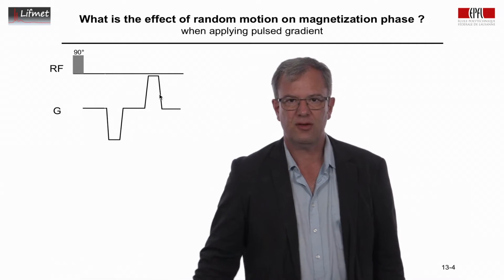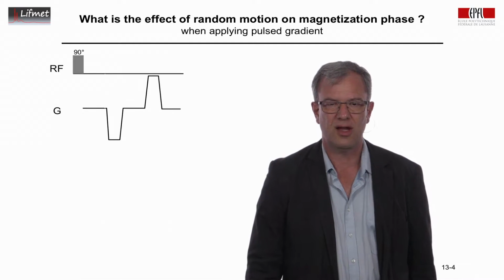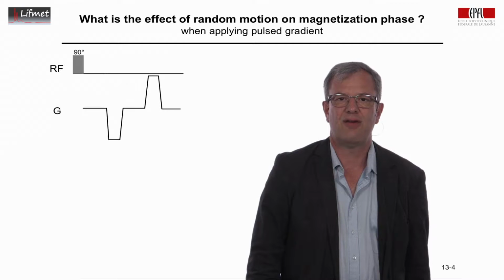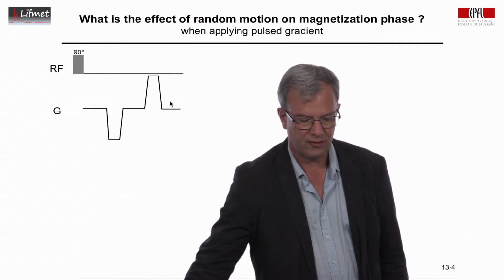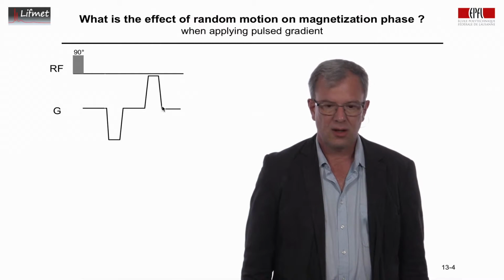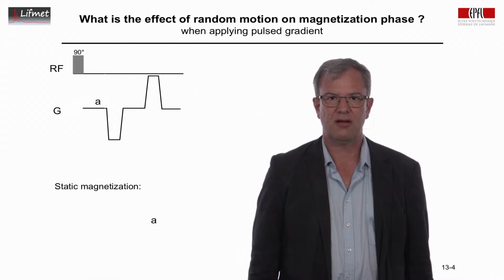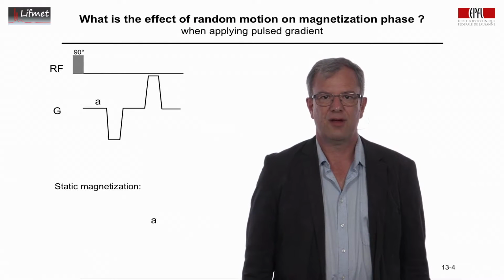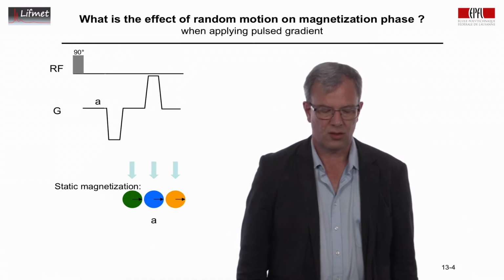As we have seen before, in terms of magnetization phase for molecules that don't move, this is a dumb experiment. The effect of the gradient is nil. There will be no net phase accrued after these 2 gradients for a stationary molecule. So let's look at the stationary case. Graphically, after the 90-degree pulse, we have the magnetization all in phase. The 90-degree pulse flips them all, and they are all collinear.